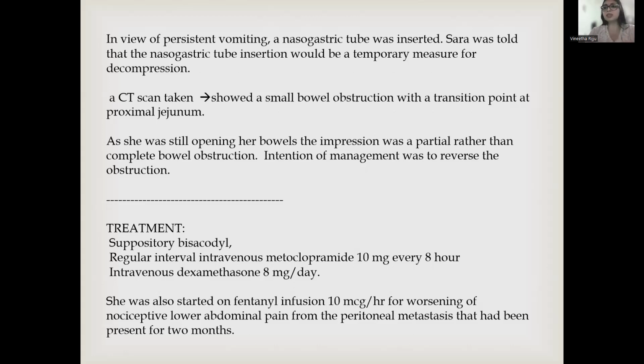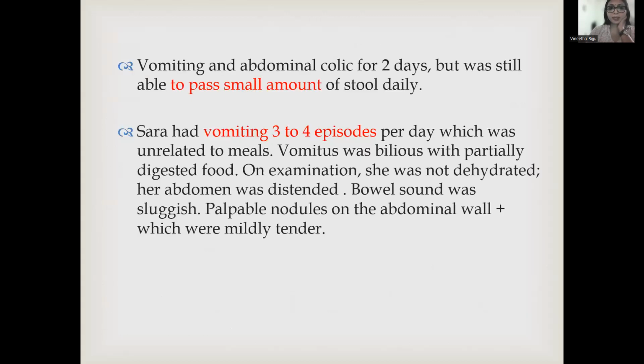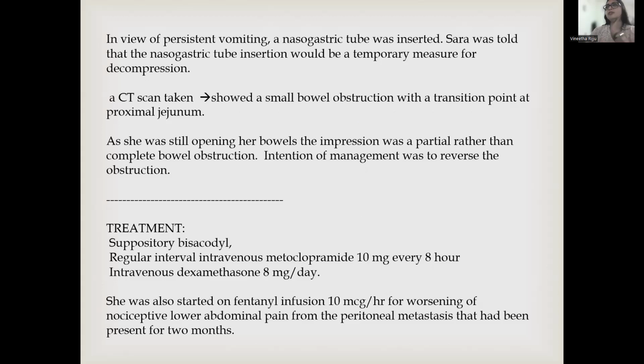So what was the treatment that was given to her? She was given a bisacodyl suppository, regular interval intravenous metoclopramide, 10 milligram every 8 hours, and intravenous dexamethasone. So what do you think over here? This patient had vomiting and abdominal colic with partial obstruction features, and this was the treatment given for her. She was put on bisacodyl, given regular interval intravenous metoclopramide and intravenous dexamethasone of 8 milligram per day.